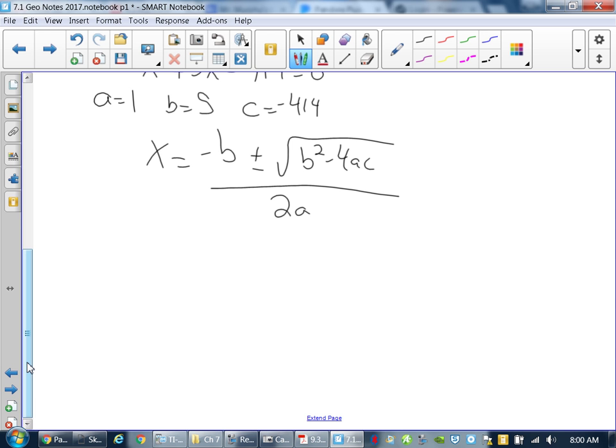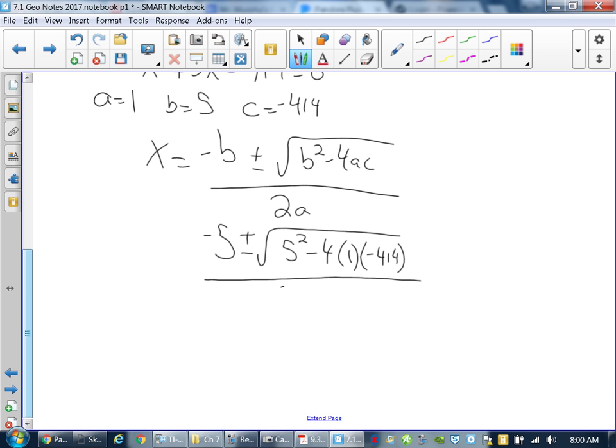Fill in the blanks. Come on, guys. We start filling the blanks. What's the opposite of a positive 5? And then I write down 5 squared minus 4 times 1 times negative 414 all over 2 times 1.